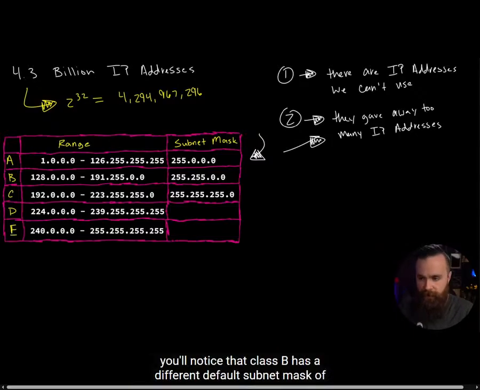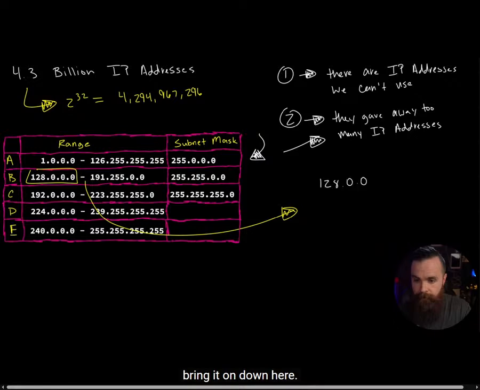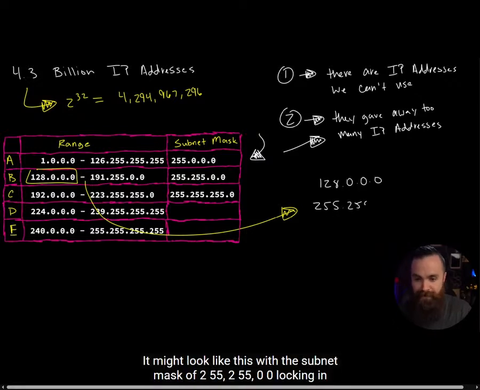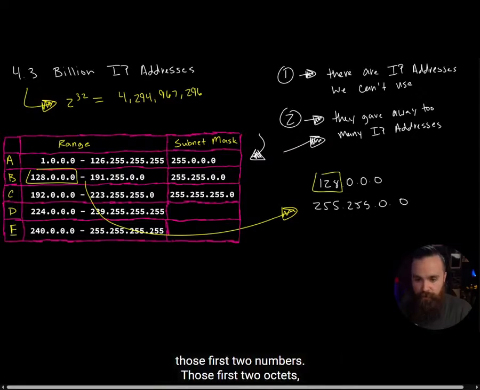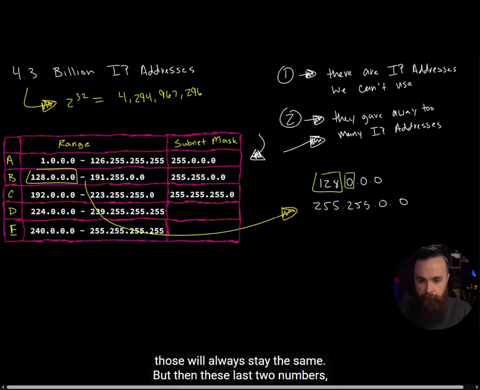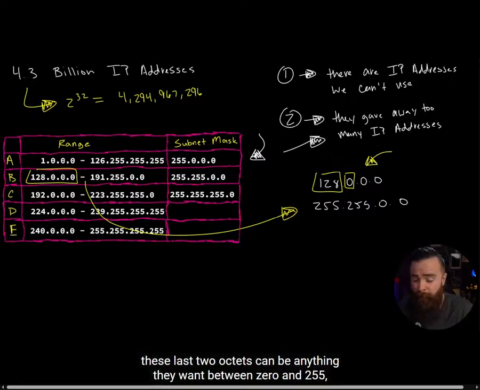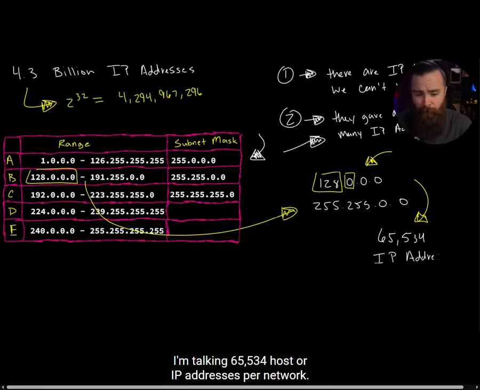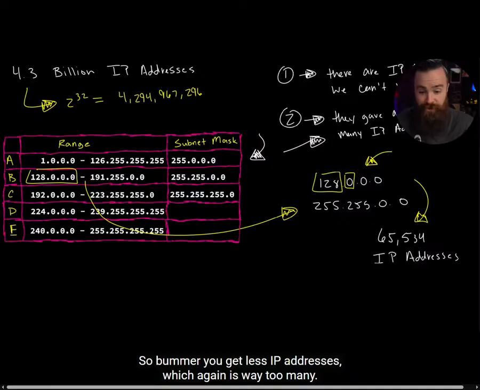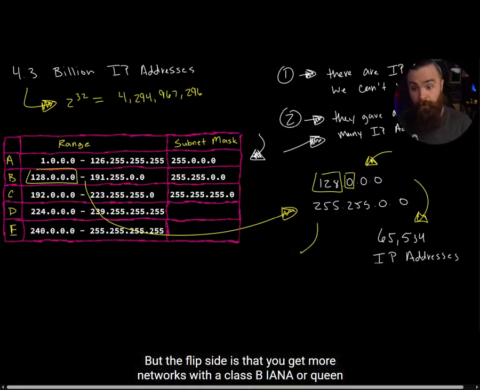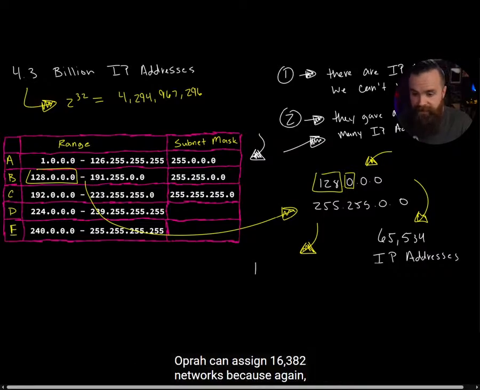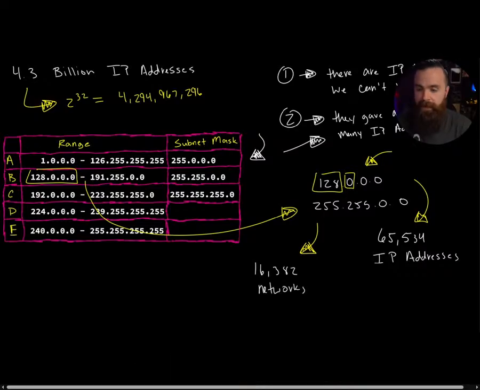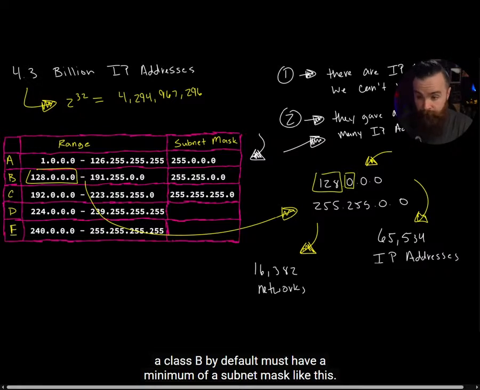And then as we move down, you'll notice that Class B has a different default subnet mask of 255.255.0.0. So again, if we take this first network right here, bring it on down here, it might look like this with a subnet mask of 255.255.0.0. Locking in those first two numbers, those first two octets, those will always stay the same. But then these last two octets can be anything they want between 0 and 255. I'm talking 65,534 hosts or IP addresses per network. So bummer, you get less IP addresses, which again is way too many, but the flip side is that you get more networks with a Class B. IANA, or Queen Oprah, can assign 16,382 networks, because again, a Class B, by default, must have a minimum of a subnet mask like this.